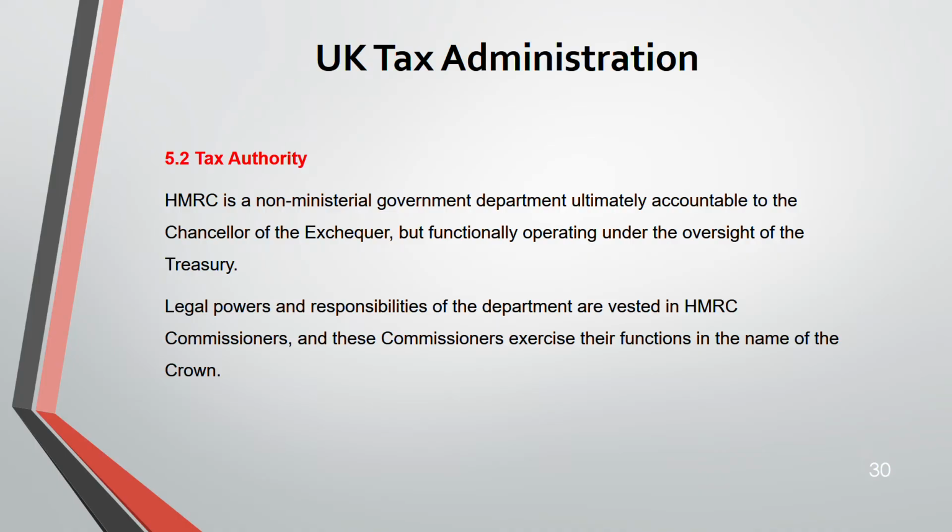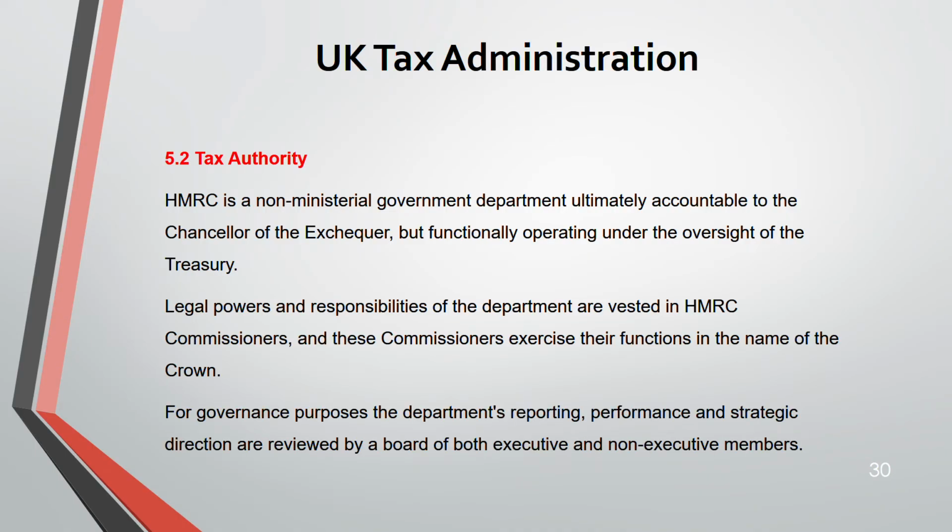Now, the legal powers and responsibilities of the department are vested in HMRC commissioners, and these commissioners exercise their functions in the name of the Crown. For governance purposes, all of us know what is governance, right? From our earlier studies. There should be a system of governance for the tax authority, otherwise they will work on their own as they wish. They might become a monopoly. So for governance purposes, the department's reporting, their performance, and their strategic direction are reviewed by a board of both executive and non-executive members. Even HMRC's duties are reviewed by executive and non-executive members.